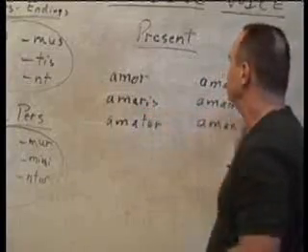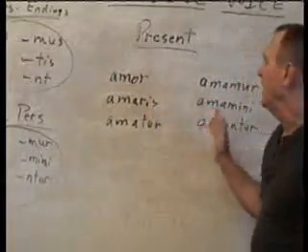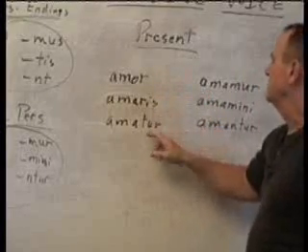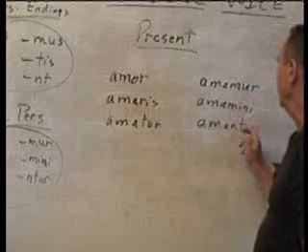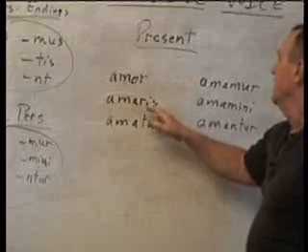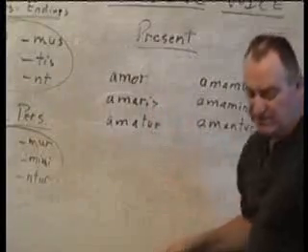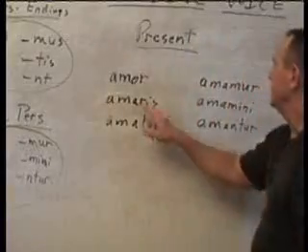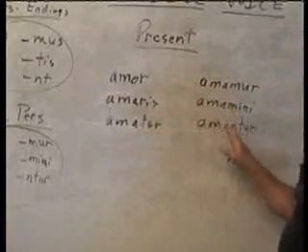You do this with any verb. If this were rego, same thing: regor, regeris, regitur, regimur, regimini, reguntur. Audior, same thing. Audieris, auditur, well, that'd be the future. There it is over there. Audiris, right? It keeps the i. Audior, audiris, auditur, audimur, audimini, audiuntur.